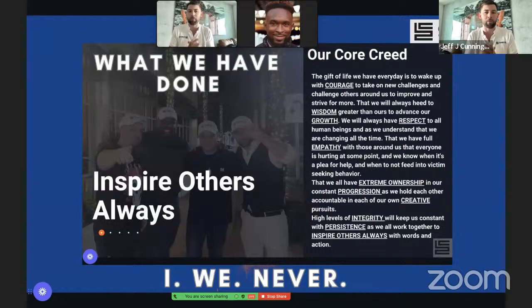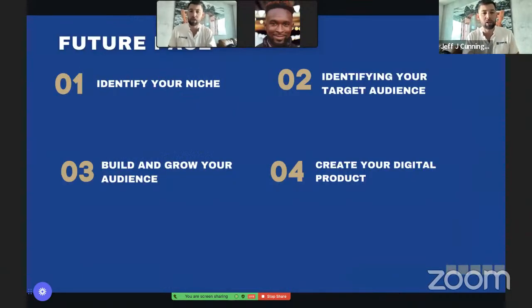There was always heed to wisdom greater than ours to advance our growth, that we respect all human beings as we understand we're changing all the time, that we have full empathy with those around us, that everyone is hurting at some point. We know when to plead for help and not to feed into victim-seeking behavior. That we have extreme ownership in our constant progression as we hold each other accountable in each of our own creative pursuits. High levels of integrity will keep us constant with persistence as we work together to inspire others with words and action. So this is it.